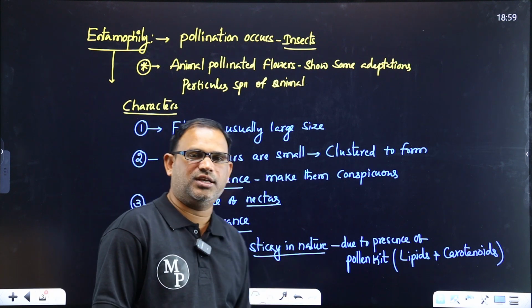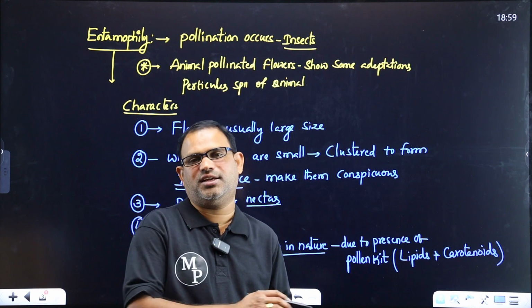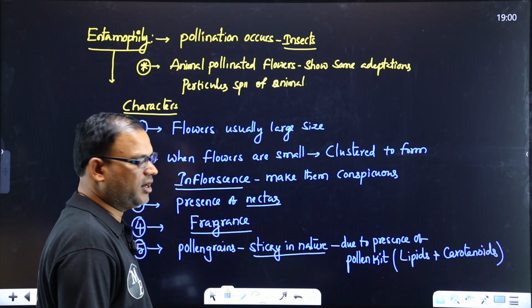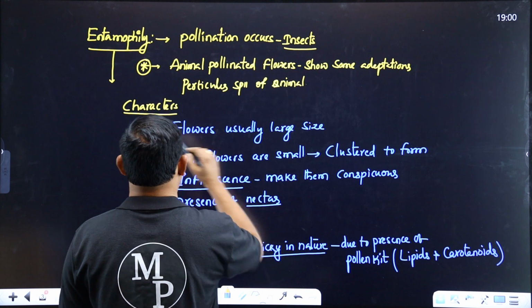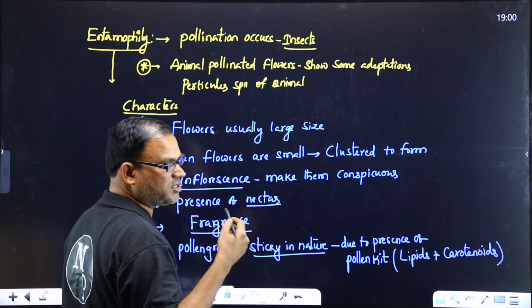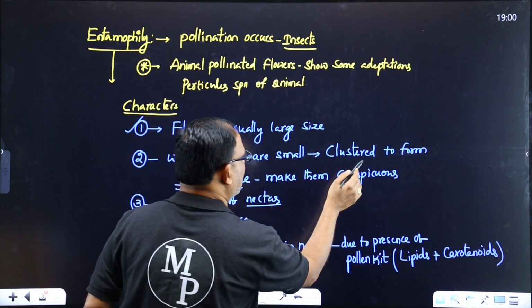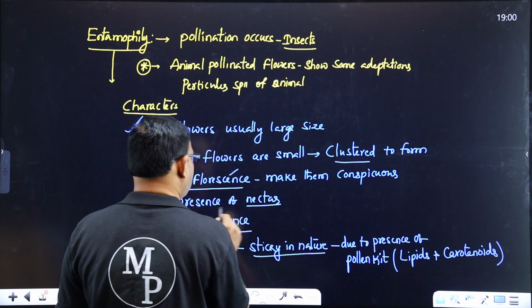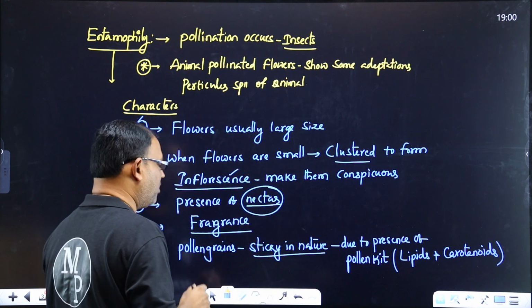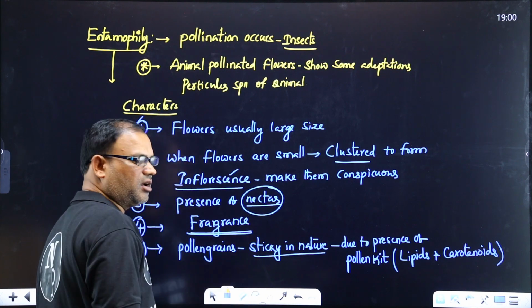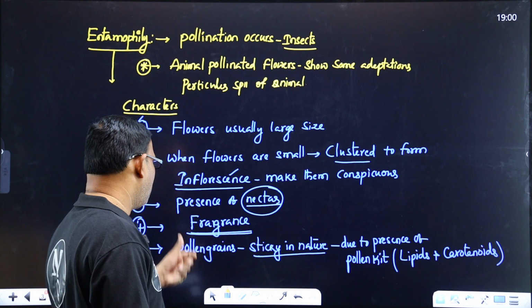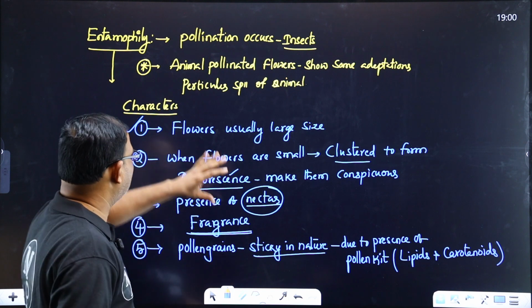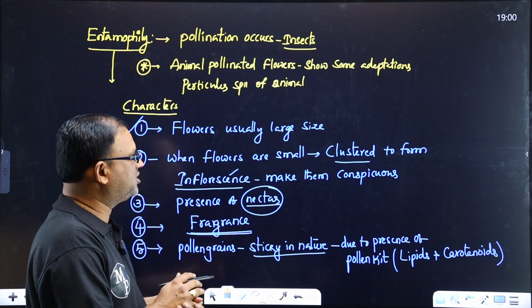But you know that in wind pollination, pollen grains are non-sticky in nature, right? But here pollen grains are sticky in nature. Very, very important condition. Flowers are usually large size. When the flowers are small, they aggregate, clustered to form inflorescence, making them conspicuous. Presence of nectar is one of the important characters, and they also produce fragrance. Pollen grains are sticky because of the presence of pollen kit. These are some adaptations to particular species of animals.